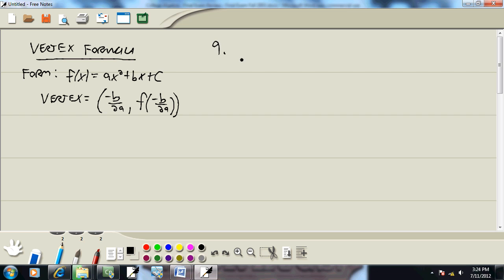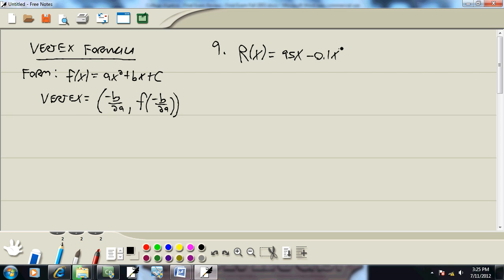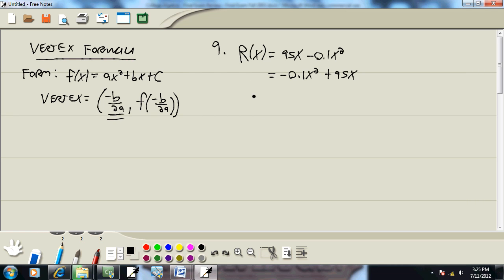So let's look at this problem. We got a little bit different notation, R of x, but that's okay. 95x minus 0.1x squared. I'm going to rearrange this so it's a little bit more in that form. Negative 0.1x squared plus 95x. And we're going to go ahead and find our vertex. Now specifically all it wants is the x part. Notice over here it says find the number of units, which is x. So it makes it a lot easier.